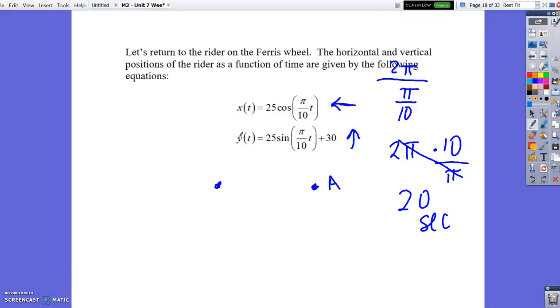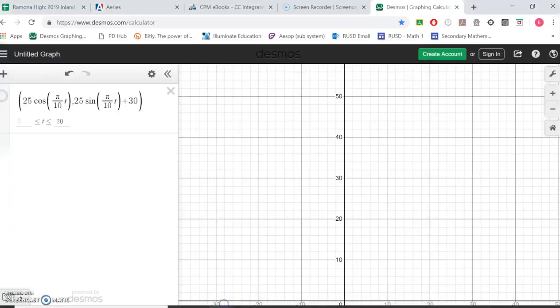Then the next thing you want to do is set up your window. So I've set everything up in Desmos here. You'll notice with Desmos, you do it as an ordered pair. There's my x coordinate and there's my y coordinate. As an ordered pair, you're doing the x equation on one and the y equation on the other. Now t, I've set up to be the period. So I've got 0 to 20, because that's how long it takes it to do a circle.